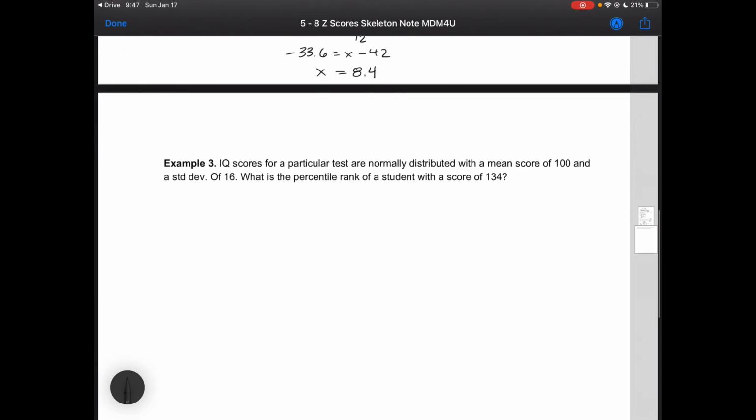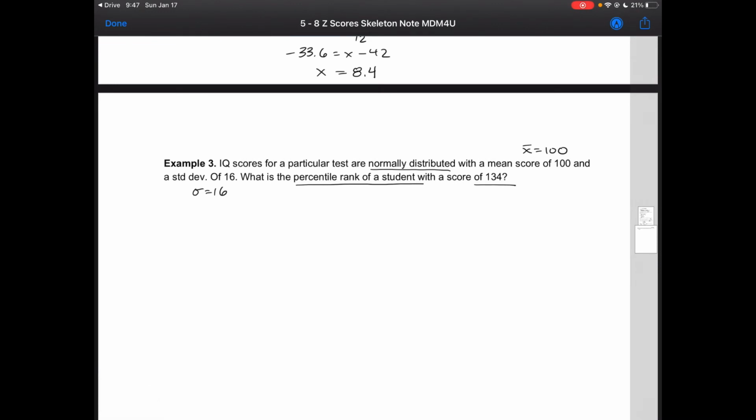The last example that we're going to do here is about IQ scores. And so here we have the IQ scores for a particular test are normally distributed with a mean score of 100 and a standard deviation of 16. What is the percentile rank of a student with a score of 134?